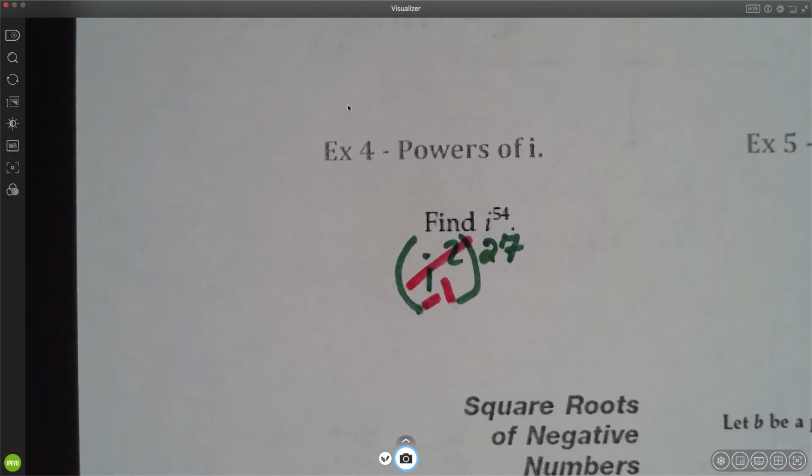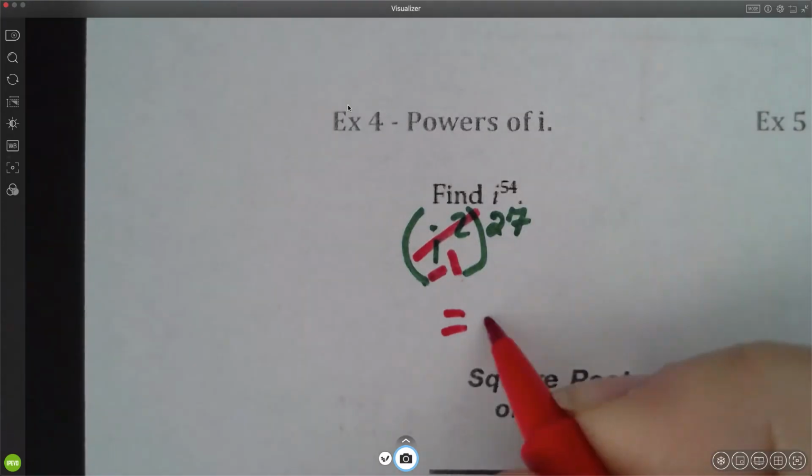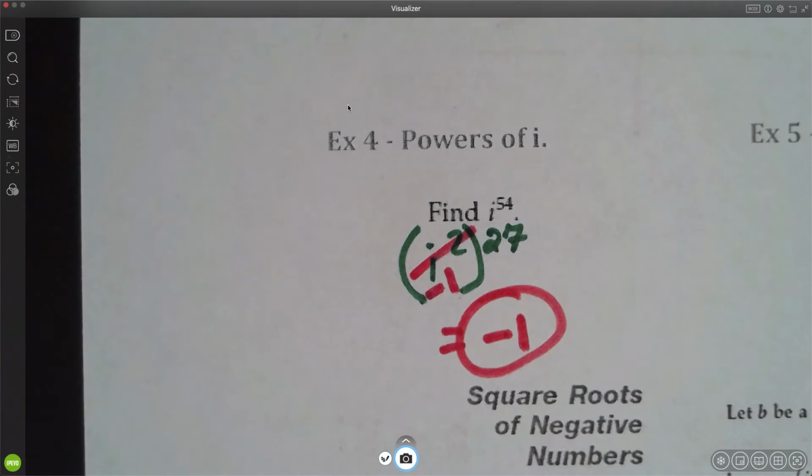If you take negative 1 times itself 27 times, you get negative one. Great. Do you get that? Does that make sense? Negative 1 times itself 27 times is negative 1. That's it. Okay, now I'm going to do this to you.